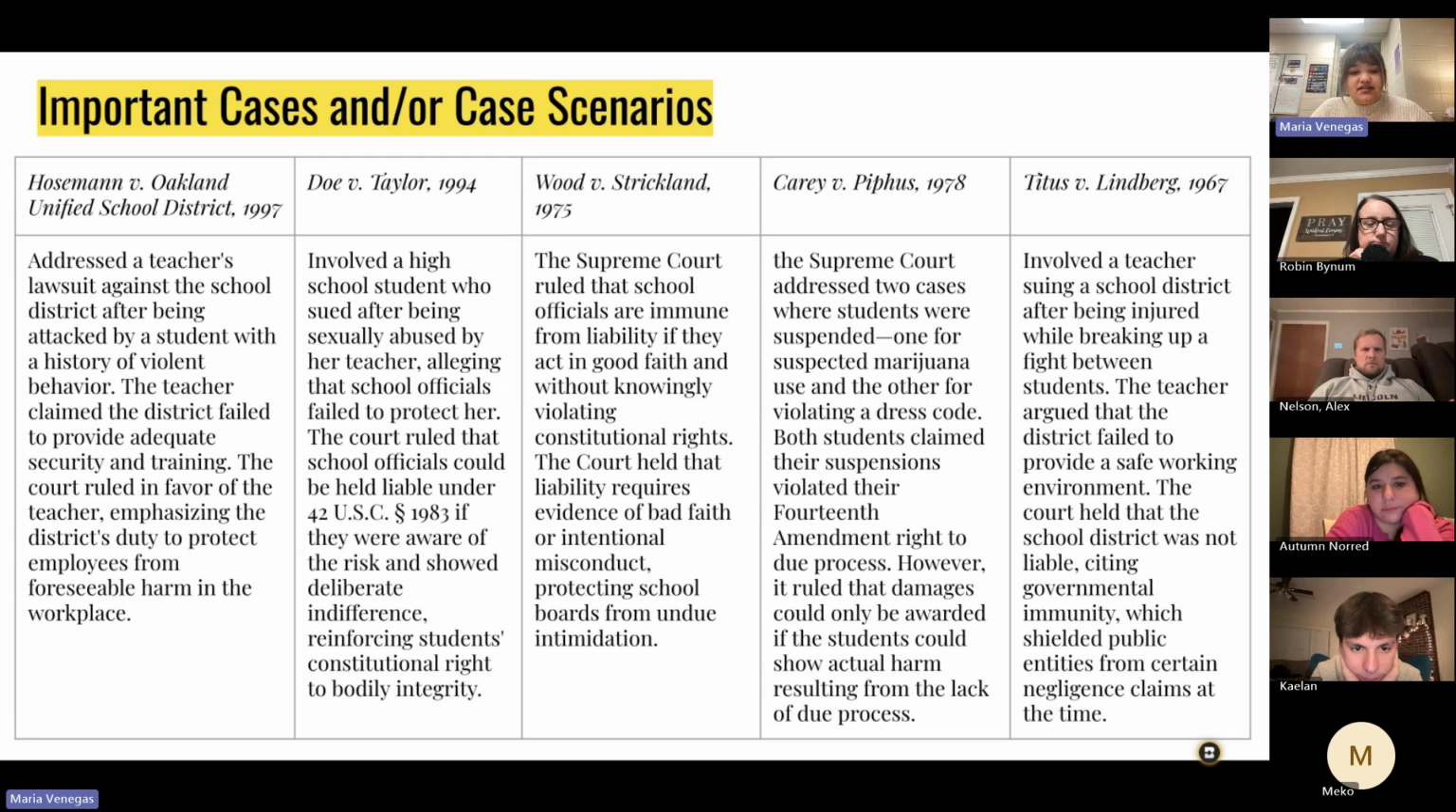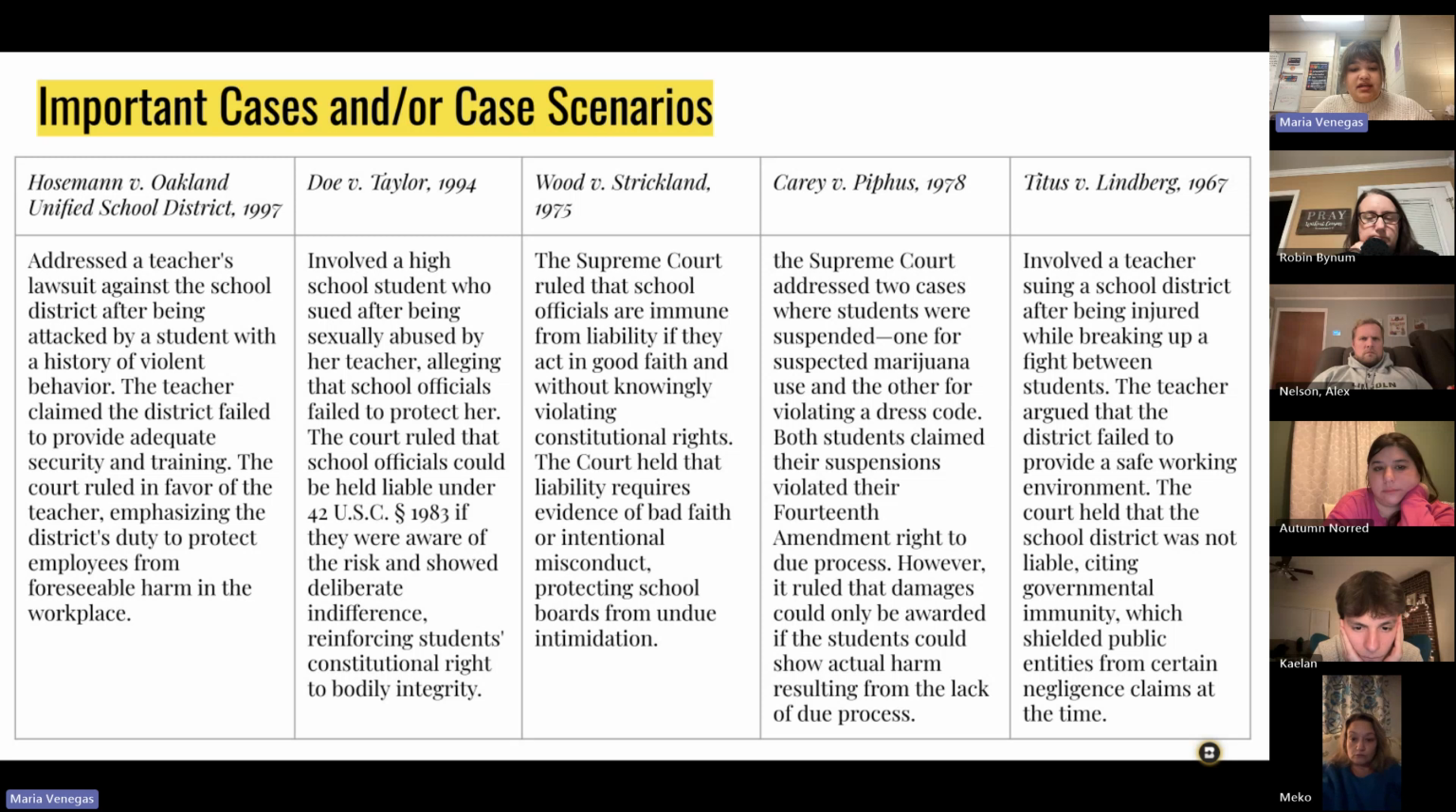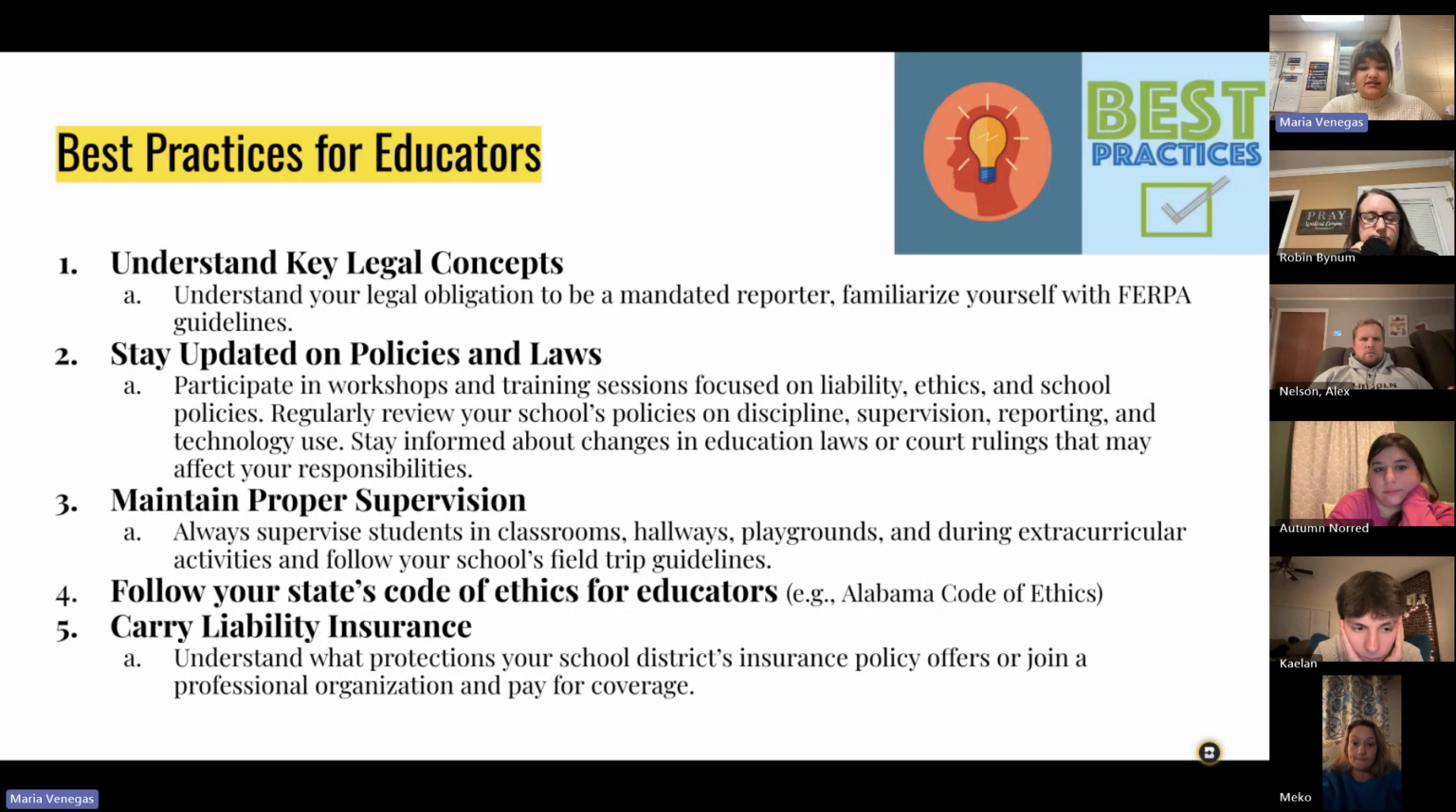Wood versus Strickland established immunity for officials acting in good faith unless bad faith is proven. Carey versus Piphus established that students need to prove actual harm to claim damages for due process violations. And then lastly, Titus and Lindbergh held that governmental immunity protected a district in a teacher's injury case during a student fight.